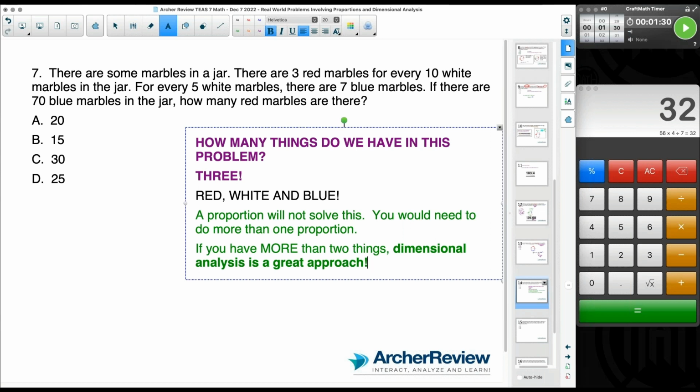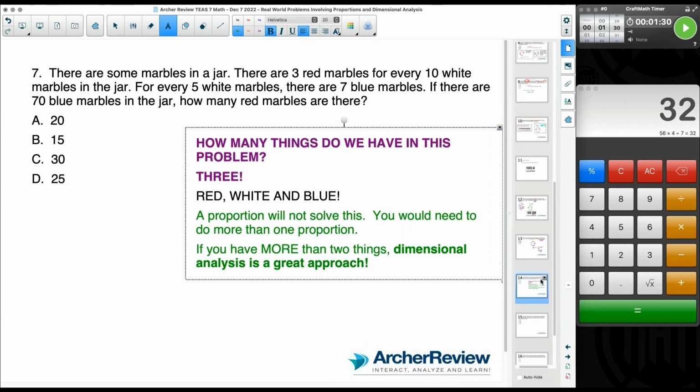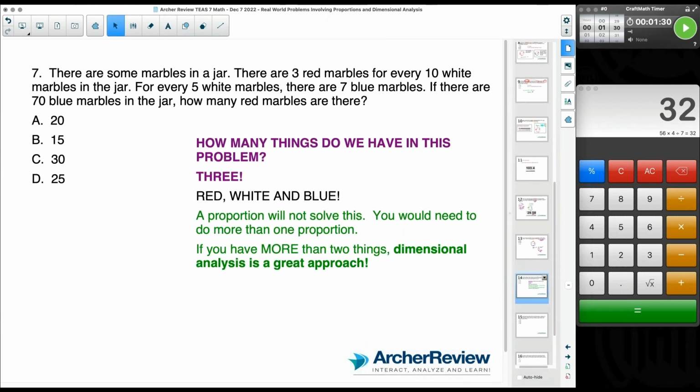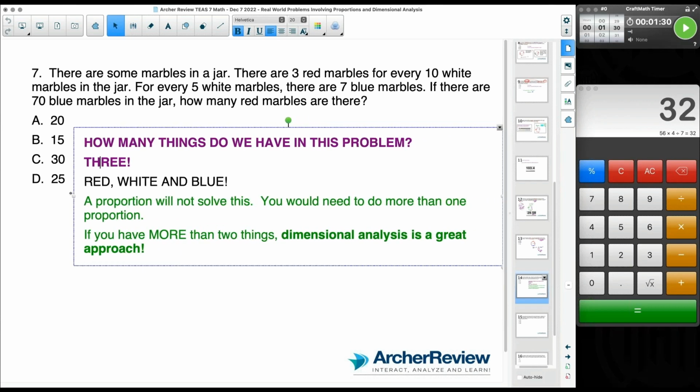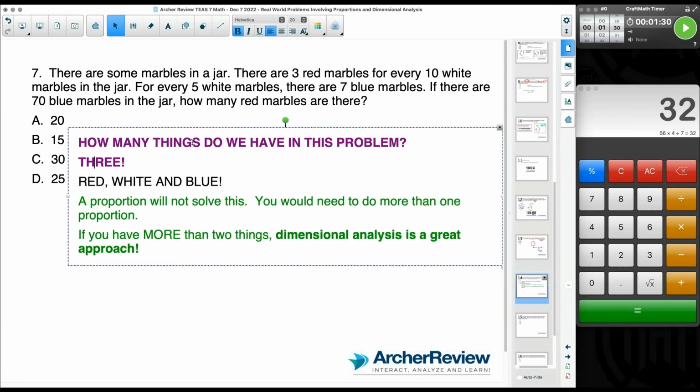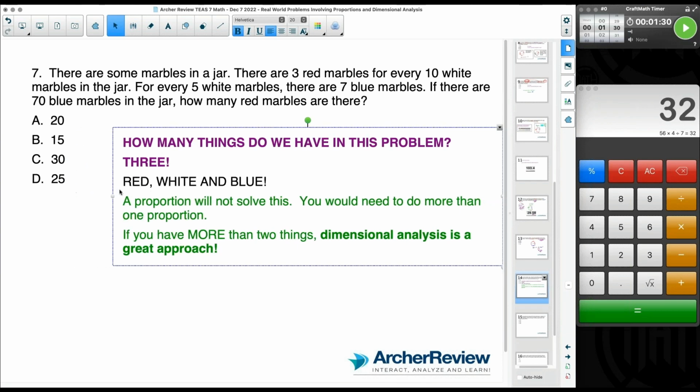So I've talked about things all night. Hopefully you've heard me say that enough, and I'm going to say it some more. How many things? And this is the first problem tonight where we have had more than two things. So in this case, if there's more than two things, I like to use dimensional analysis.